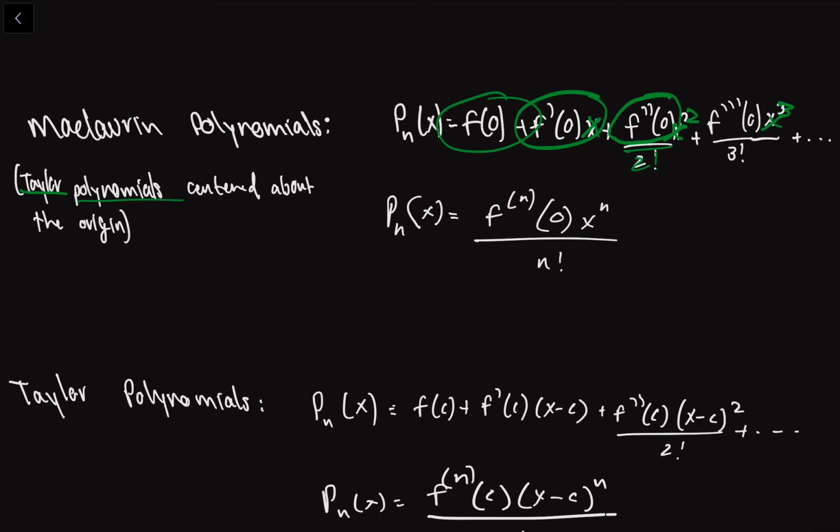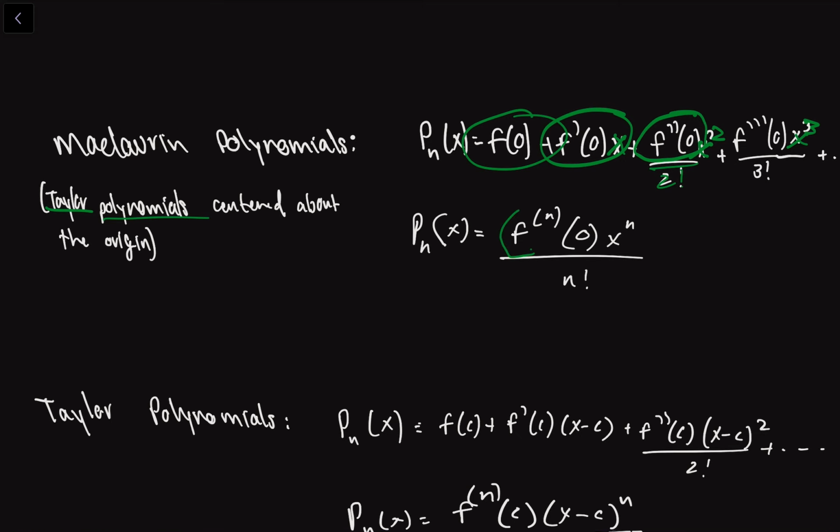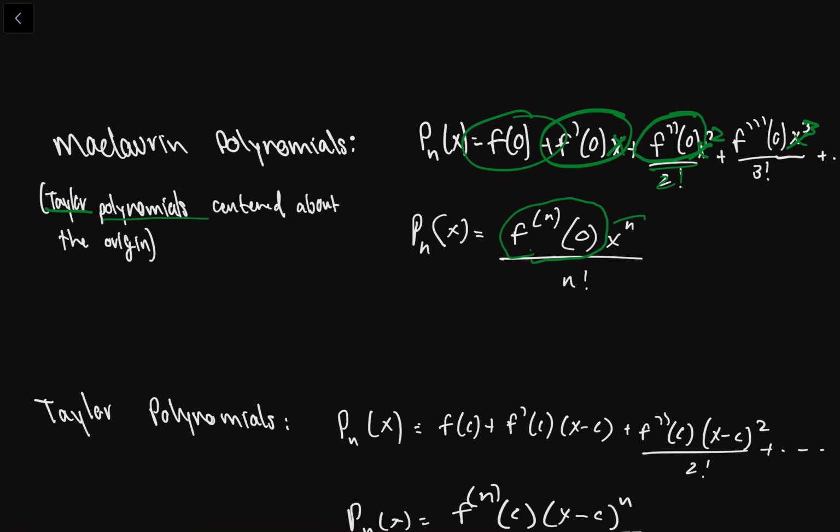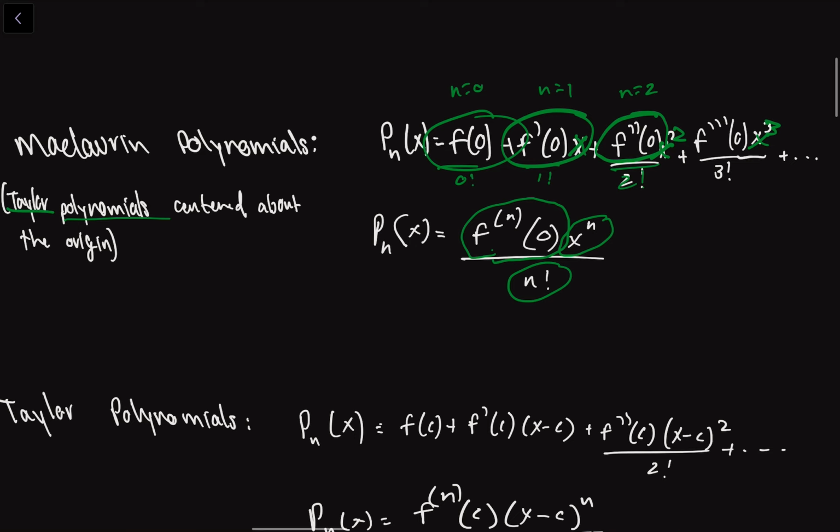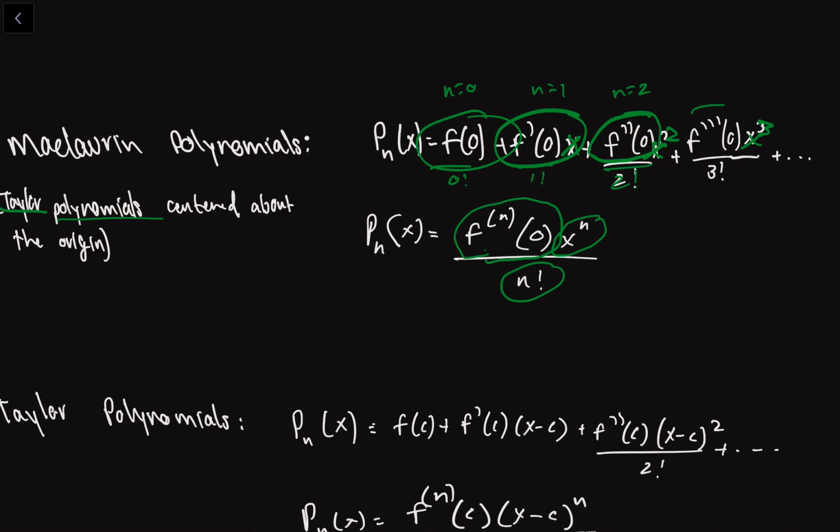So the nth Maclaurin polynomial is just the nth derivative evaluated at 0, of course added to all the terms before this nth term, times x to the nth power divided by n factorial. So we could call this n equals 0, n equals 1, n equals 2, which means this one is actually divided by 0 factorial, and this one's divided by 1 factorial. But 0 factorial and 1 factorial are just 1, so they don't really show up. But as you can see, third derivative, third power, third factorial, right?